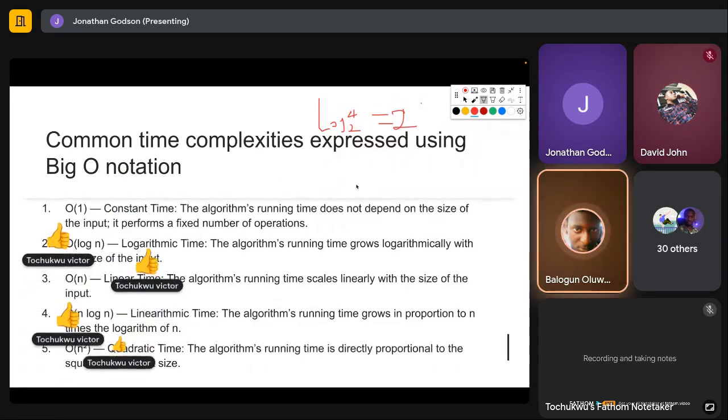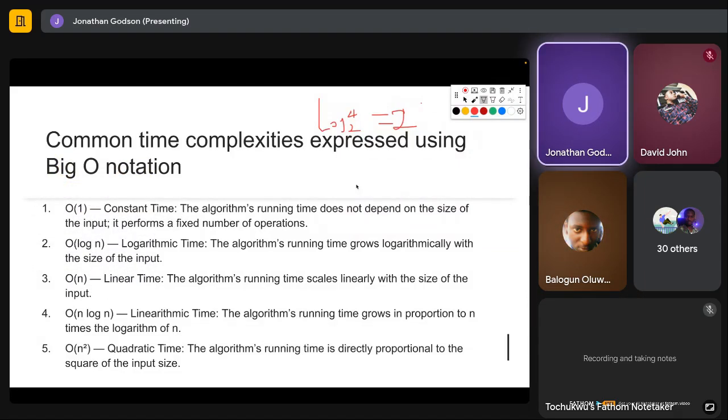Sorry, please. Are we expressing the log in base 2? Yeah. Okay, sir. It's in base 2. Yeah, but in algorithms, the base does not matter, but we'll be expressing it in base 2. So I just want to give an example to explain why.